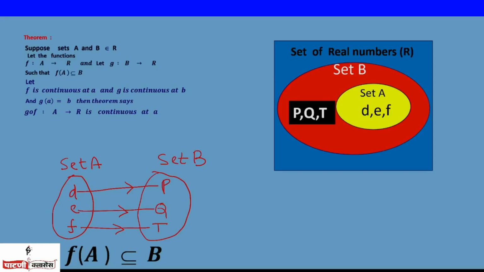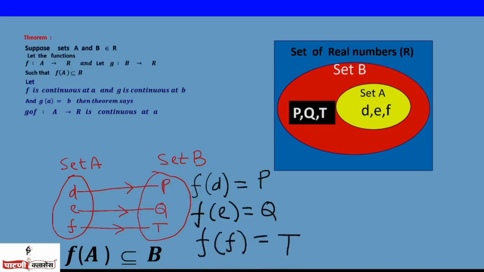So, f of D equals P, f of E equals Q, and f of F equals T. That means from set A we get a subset of set B. F of A is a subset of set B. So P, Q, T are the elements which are present in the subset of set B.